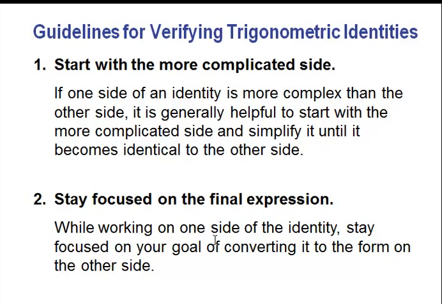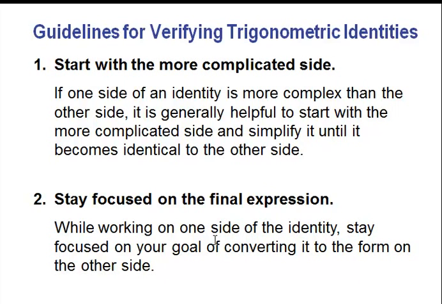Okay, after that, the other stuff you need to know from this section is how to work with these identities. Starting with the more complicated side is always a good option. Staying focused on the final expression, and what that means is if you're working with the left-hand side because you started with it because it was the most complicated, always keep an eye on what the right-hand side is, because it kind of dictates what you think you want to do to get the left side to look like the right side. You look over there and go, hey, that's only one fraction, so I better do some stuff to make the left-hand side end up being just one fraction.